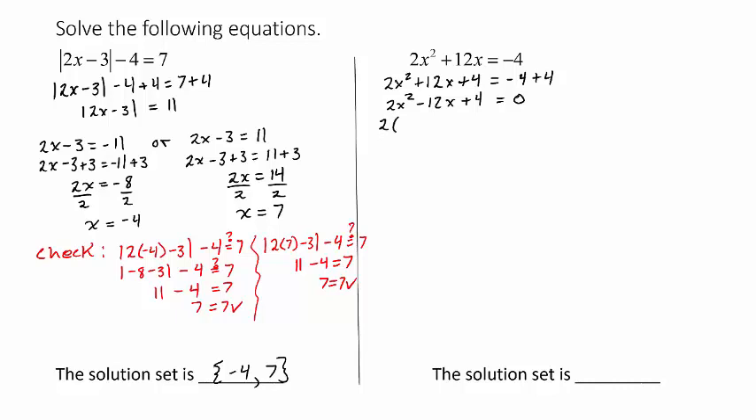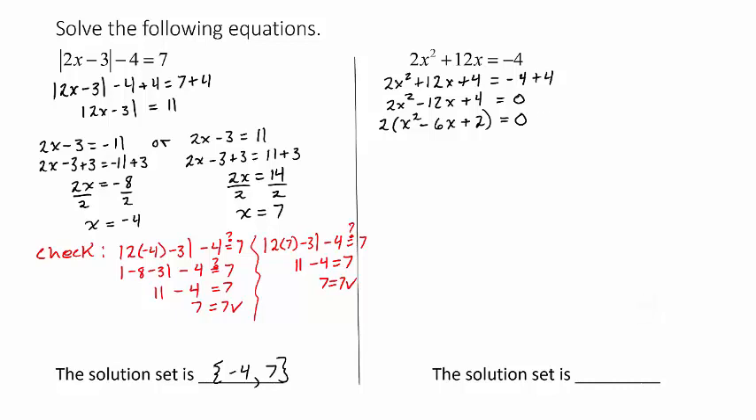Always look for that if there's a GCF that you can pull. So I have 2 times the quantity x squared minus 6x plus 2 equal to 0. Okay, so now my question would be, does x squared minus 6x plus 2 factor?